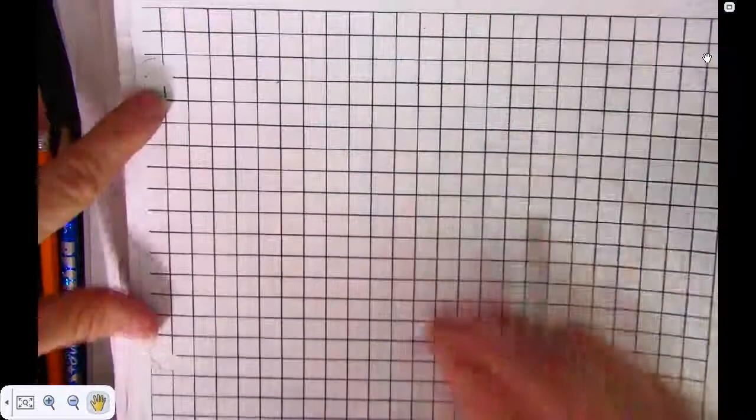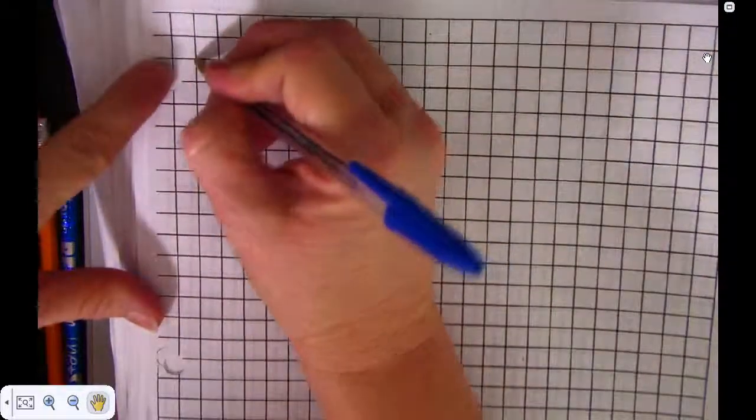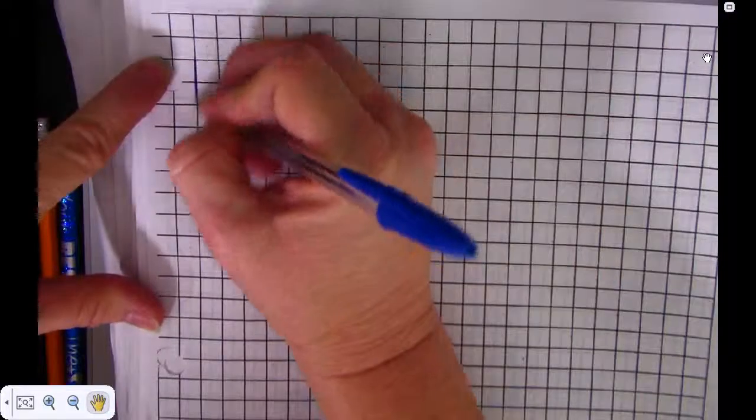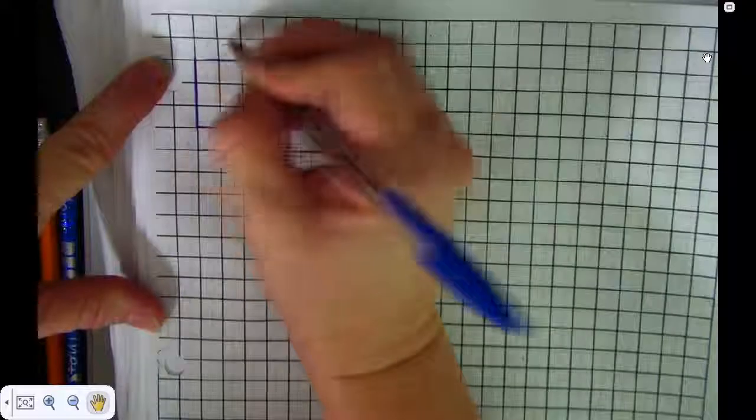Now, we're going to draw in the corner up here. In the corner. I'm going to draw a 3 by 3 square.